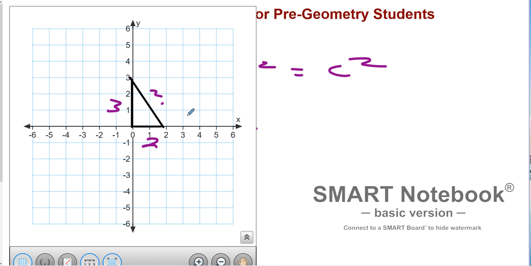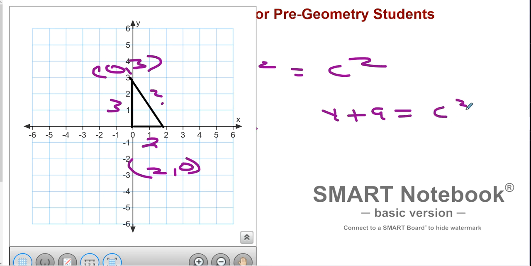I can use the distance formula using 0, 3, and 2, 0, all right? The distance formula is derived from the Pythagorean Theorem. But why do that? I'm just going to do 2 squared, which is 4, plus 3 squared is 9, is equal to c squared. So c squared is equal to 13. C is equal to square root of 13.